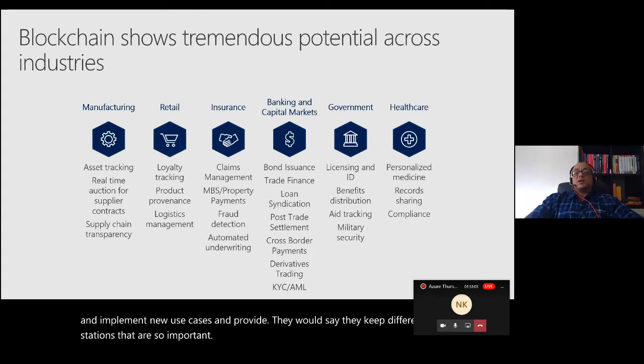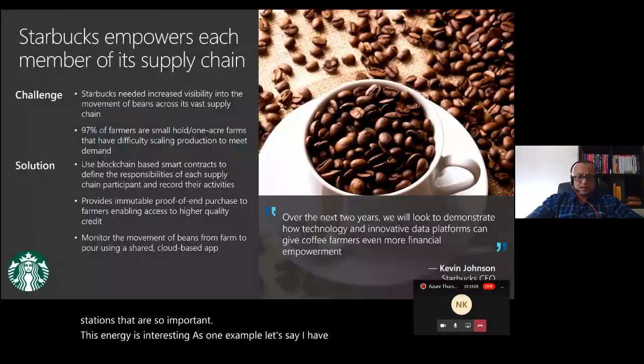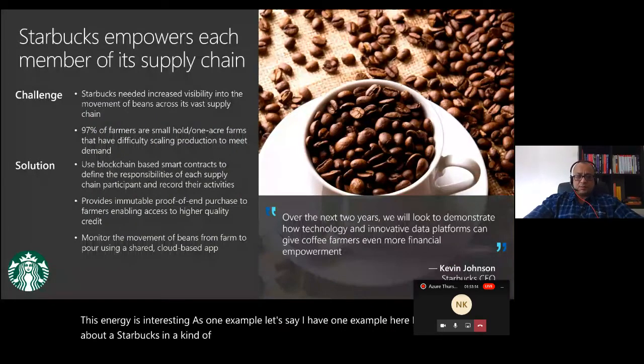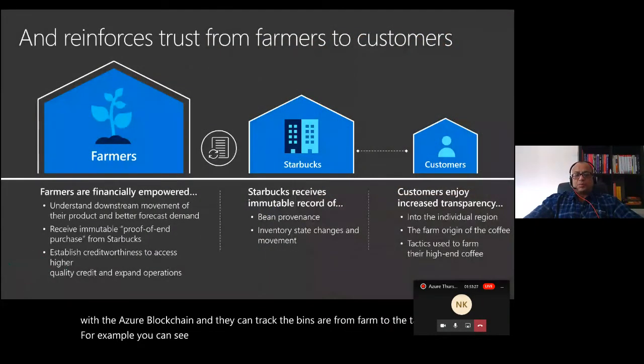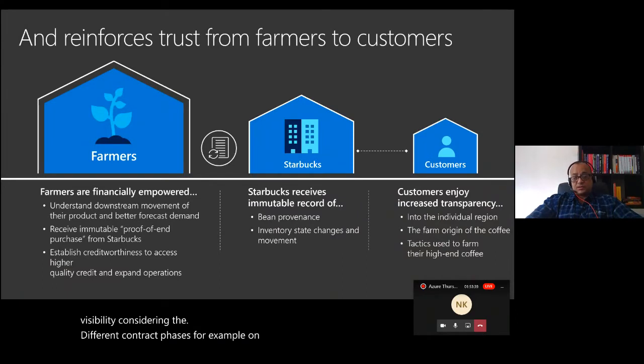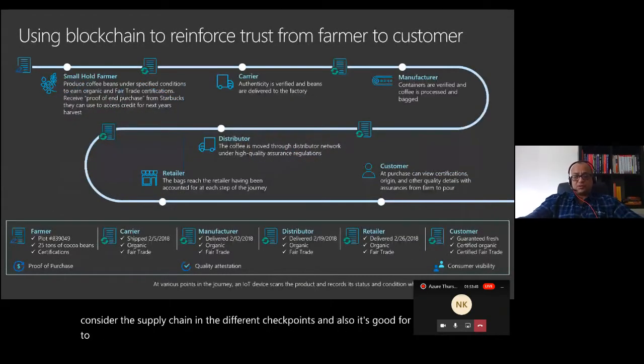This synergy is interesting. As one example, I have one here about Starbucks and a supply chain application that they implemented with Azure blockchain. They can track the beans from farm to the table, for example. You can see here that it gives all the participants full visibility considering the different contract phases, the different statuses in the supply chain, and the different checkpoints. It's also good for expediting and giving transparency to all the participants.